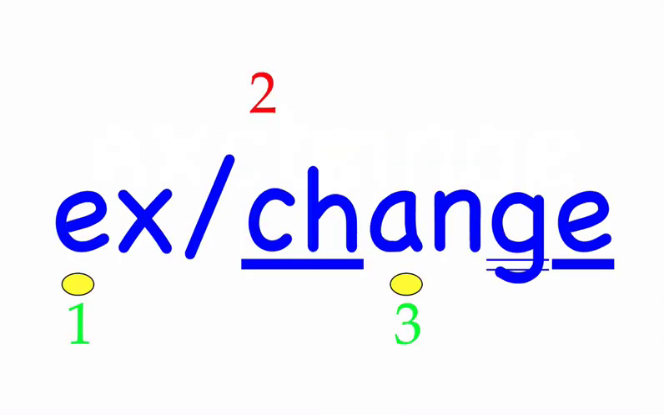Exchange. In the second syllable, E is causing the A to represent its long sound, so that's vowel group 3.